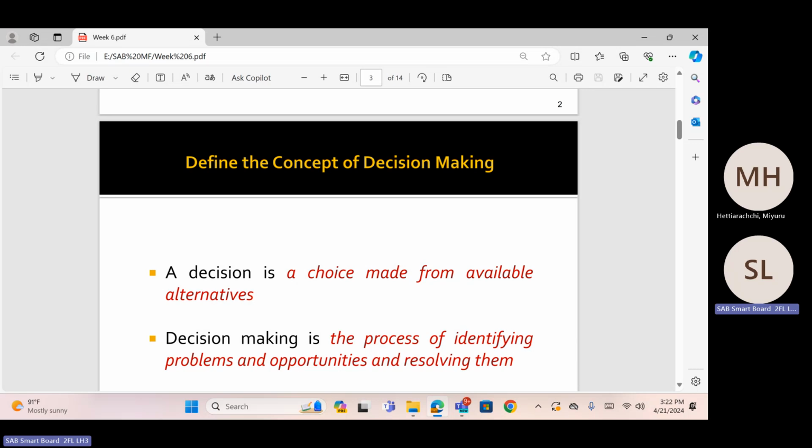Decision is a choice made from available choices or available alternatives. Decision making is the process of identifying problems and opportunities and trying to resolve them. That's what I explained.